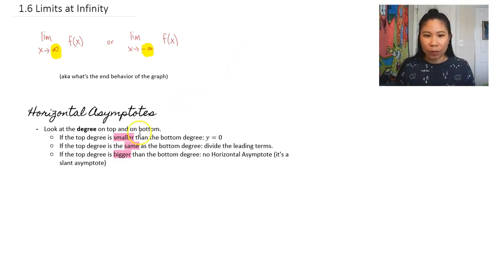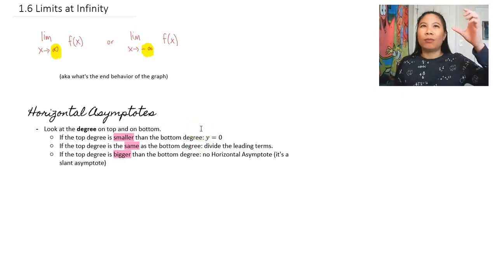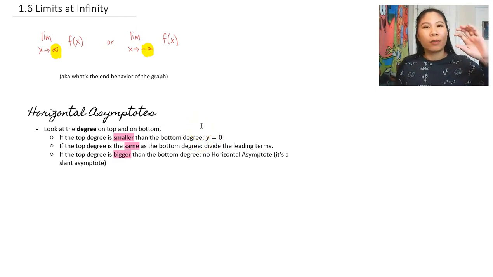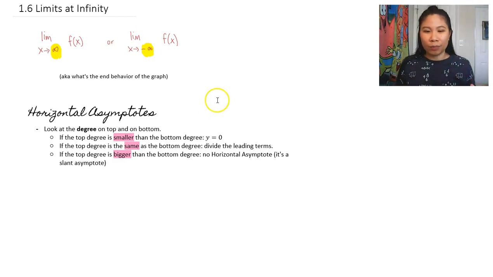If the degree on top is smaller than the bottom degree, then when you divide, the value of the numerator would increase slower than the bottom. And so when that's the case, you end up with a horizontal asymptote of y equals 0. If the top degree is the same as the bottom degree, then we can assume that the increase on the numerator and on the denominator was about the same. So all we had to do was divide the leading terms, and that gives us the horizontal asymptote.